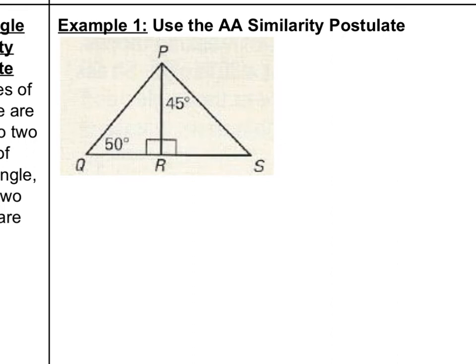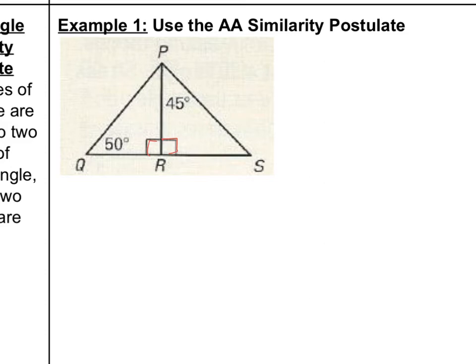So in this first example, we want to determine: are these two triangles going to be similar? Now notice right away you've got a couple of 90-degree angles. So there's one pair right here. But we're given this is 50 and this is 45. So we need to figure out what angle P and what angle S is.